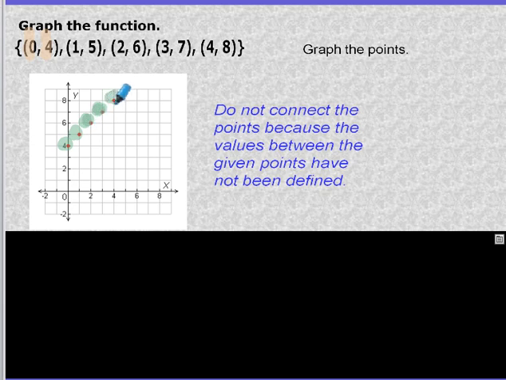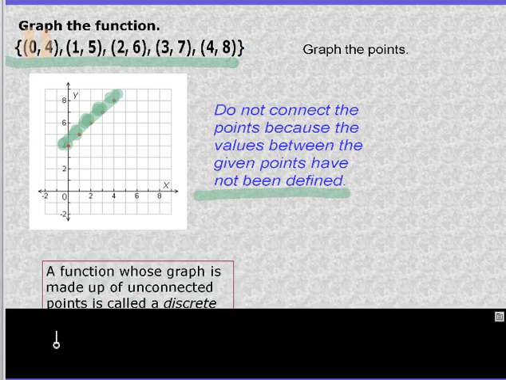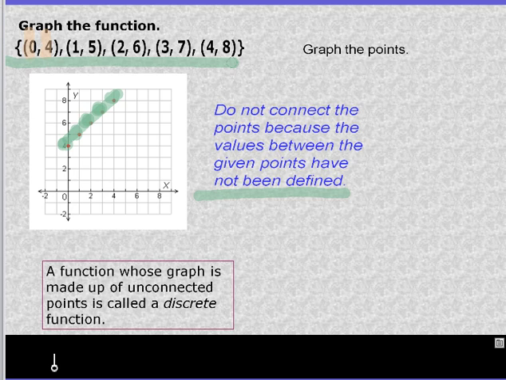And this is important. Do not connect the points because the values between the given points have not been defined. So since we're in roster notation, it's finite, meaning we're not going to have a continuous line graph because that's not part of our actual function that's been defined. The only part of our function that's defined are those discrete points. And that's what it says. A function whose graph is made up of unconnected dots or points is called a discrete function.